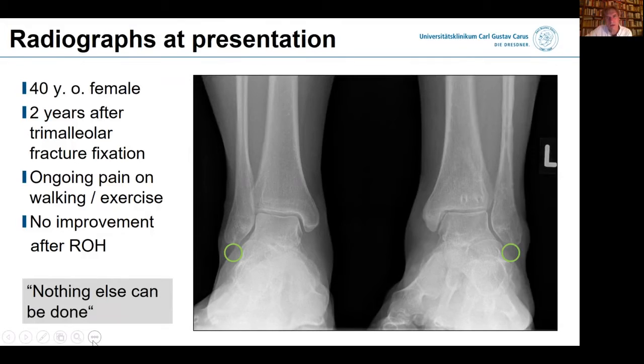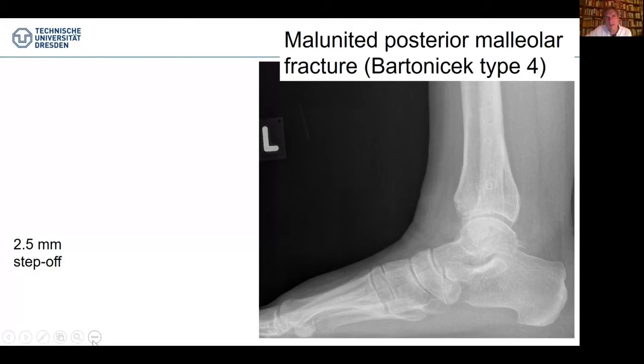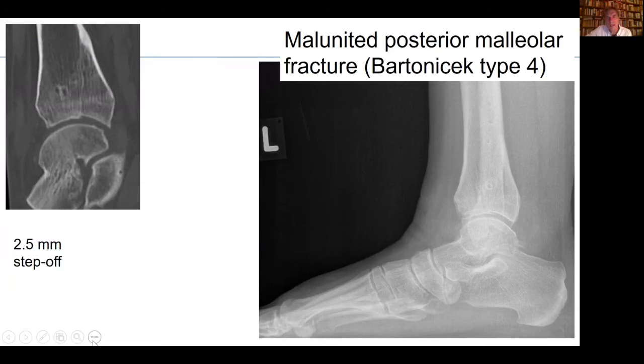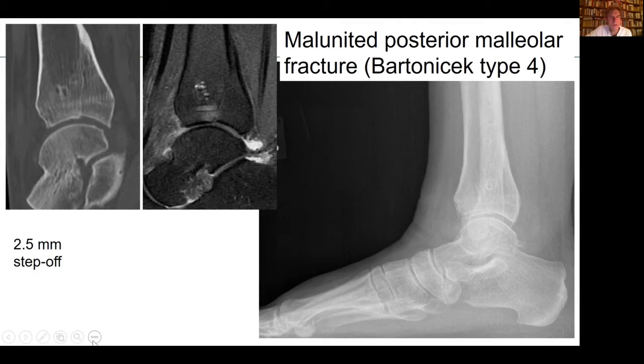And when you look at the Weber criteria, the fibula is definitely not too short. But if you look from the side, you can already see there's a large malunited posterior malleolar fracture. And you can see the step-off in the radiograph, and you can see it even more so in the CT scan. Everybody in Germany that has ankle pain also gets an MRI for some reason. And here you can see how the loading of the anterior part, and particularly of the edge of that former fracture, affects the tibia. You see the bone marrow edema. You see the cartilage is still there, but it starts wearing out.